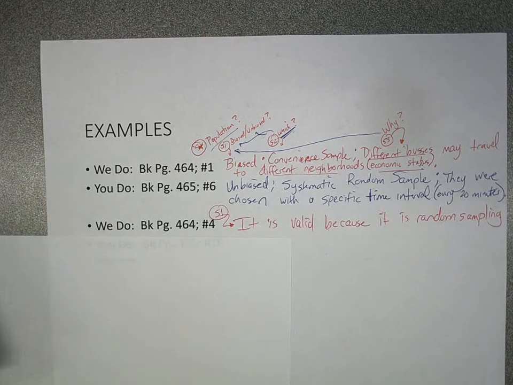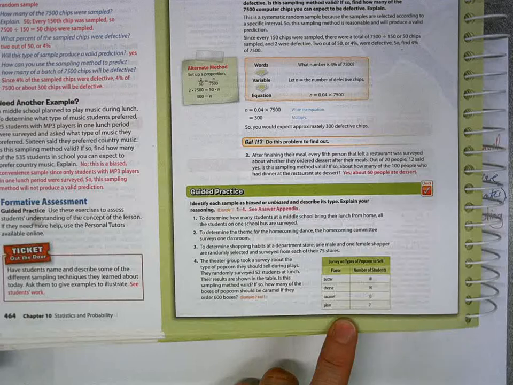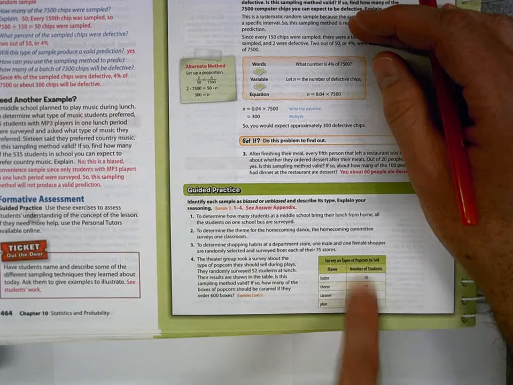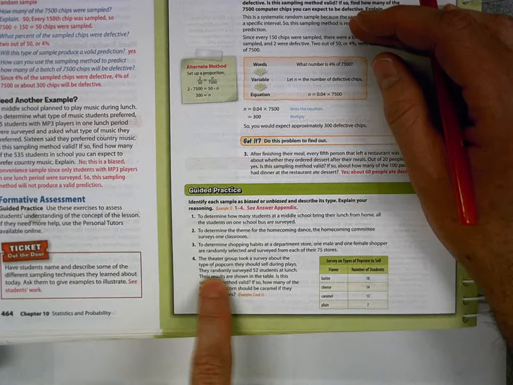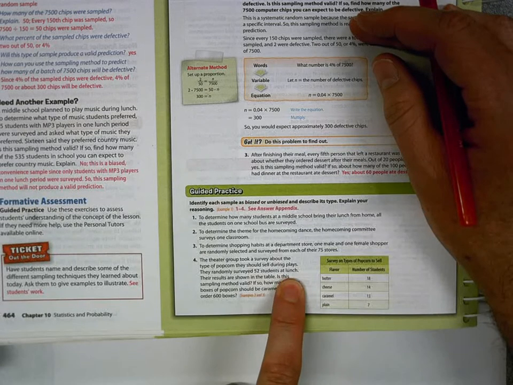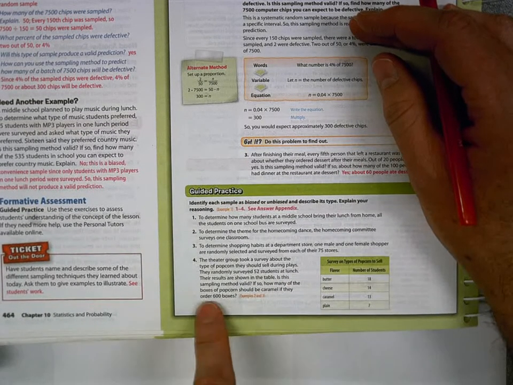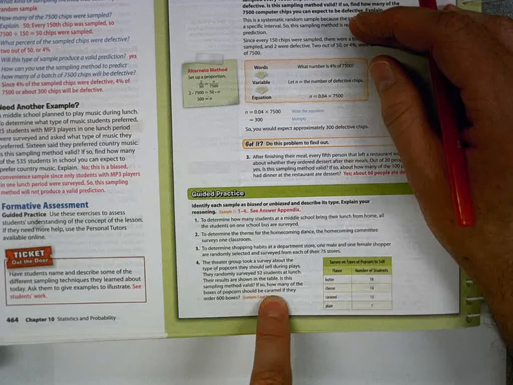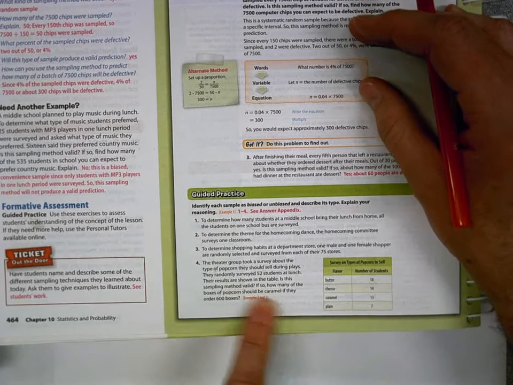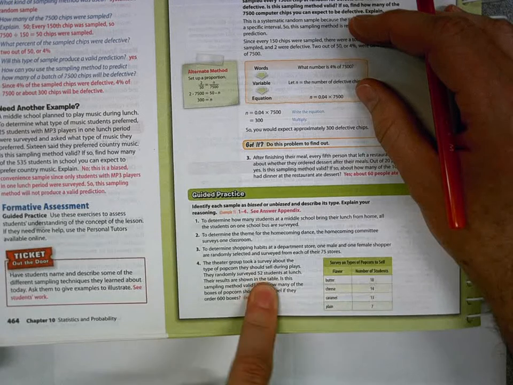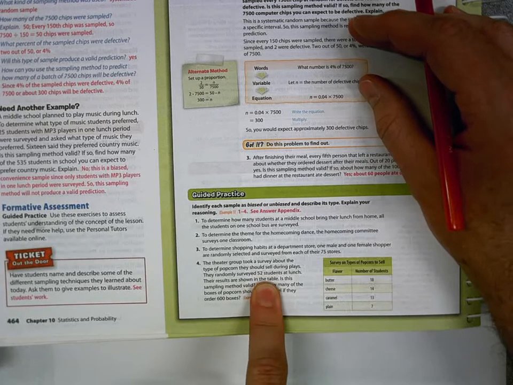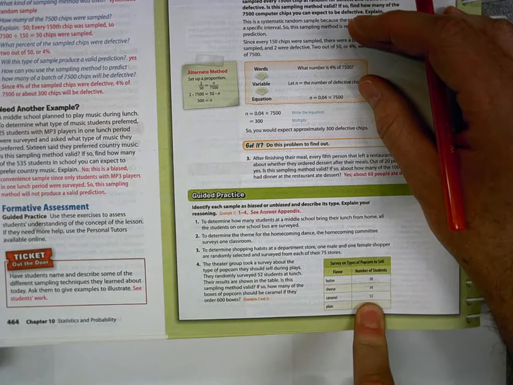Okay, if I take a look here, this is a survey on types of popcorn to sell. You have flavored popcorn, all the different flavors, and the number of students. It says they randomly surveyed 52 students at lunch, and their results are shown in the table. Obviously the sampling is valid, we already talked about that. How many of the boxes of popcorn should be caramel? So caramel is the main part. They took a sample of 52 students. It was random, so it's good sampling. For caramel, 13 preferred it out of the 52.